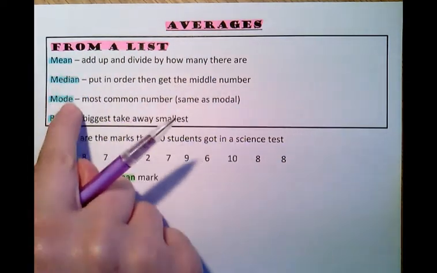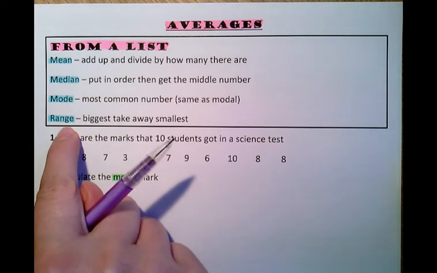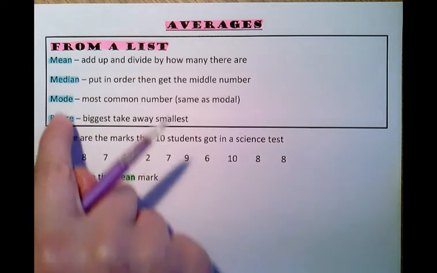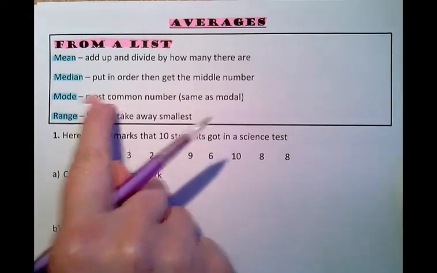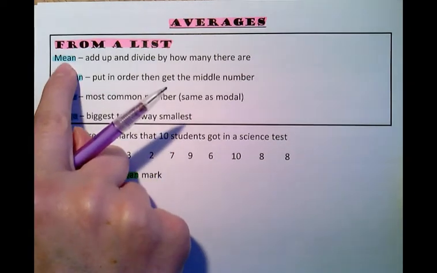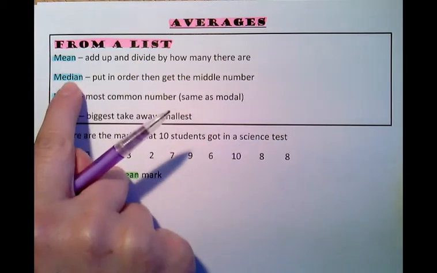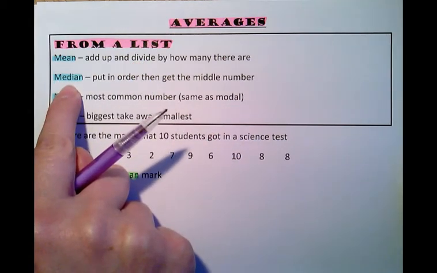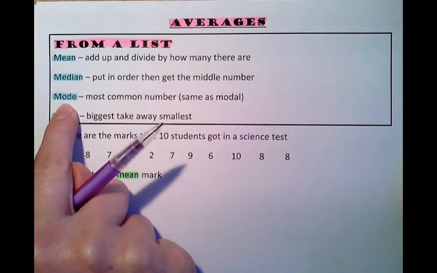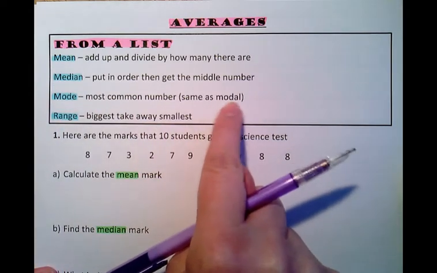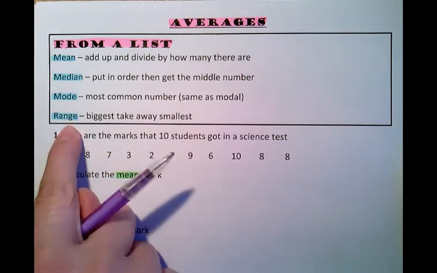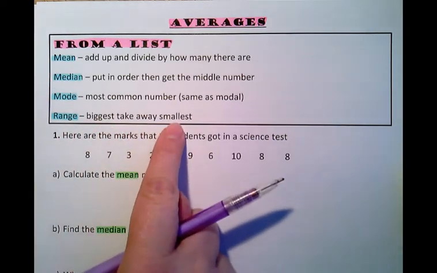So there are a few different types of averages. There's the mean, the median and the mode, and the range technically isn't actually a type of average, but it's thrown in with these other words. So the mean is whenever you add them all up and divide by how many there are. The median is whenever you put them in order and get the one in the middle. And the mode is the most popular number or the most common number or the one that comes up the most, and it's also called the modal number. And then the range is just the biggest take away the smallest.